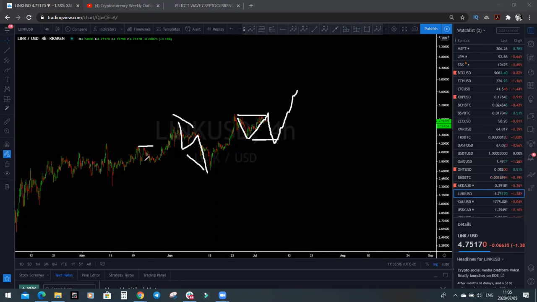Every time we get a continuation pattern, we push to the upside. As you can see, this is another one here. It's a 3-wave corrective structure, and then we continue to the upside. As you can see, 3-wave correction, push to the upside. 3-wave correction in the lower degree, upside. 1, 2, 3, bigger degree, upside. 1, 2, if we get this one, we expect again upside.